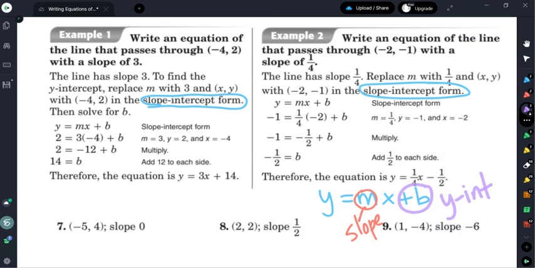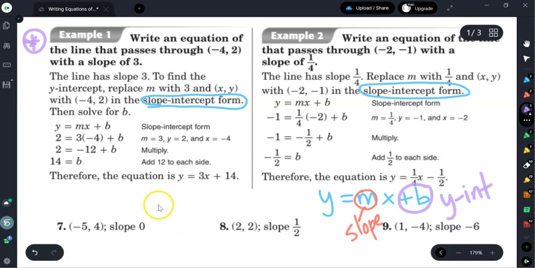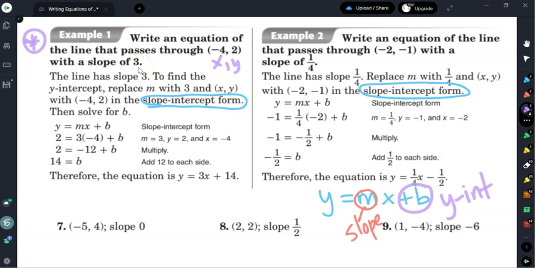So when I'm looking at example 1, let's come back to example 1. It says write an equation of a line that passes through this point, -4, 2, and remember that's your x and y coordinate for the point, with a slope of 3. So we have to figure out how to take a particular point on a line and the slope of that line and create a linear equation in slope-intercept form. This first one is worked out for you, so follow the steps.